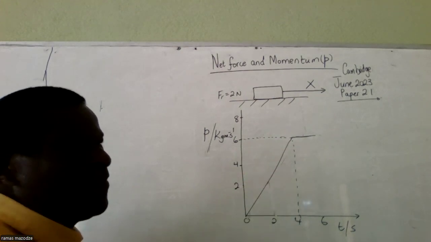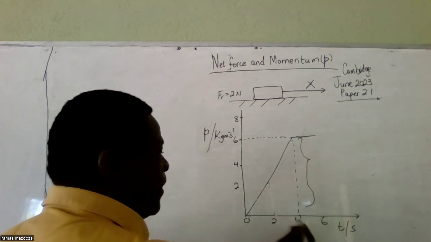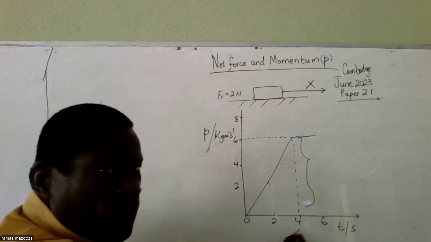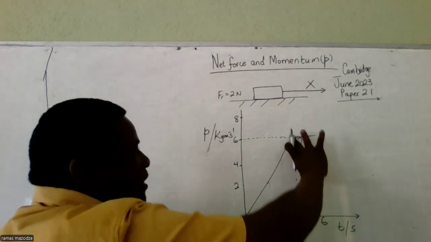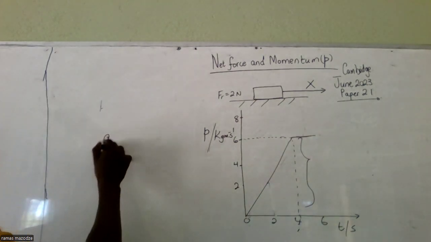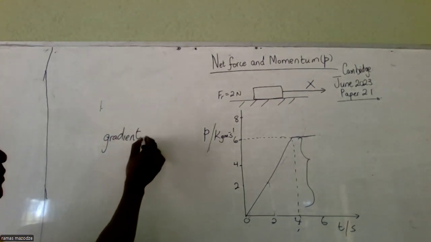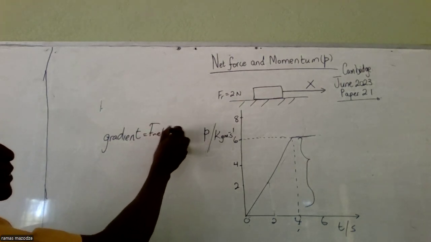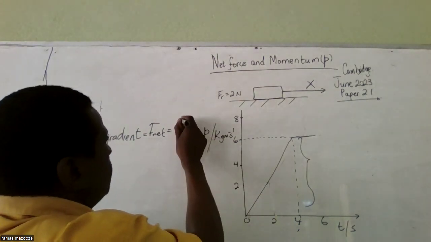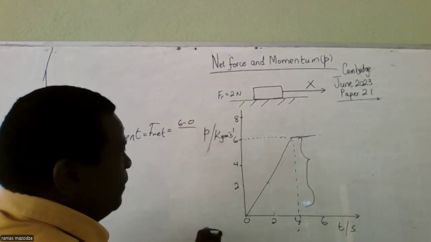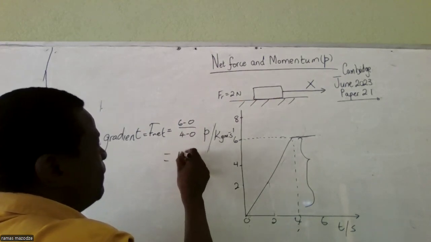So we can use, remember, with accuracy when you're doing gradient, change in y over change in x. From 0 to 4 is the change in x. It will be 4 seconds over 4 seconds. Change in y is 6. So you can say gradient equals net force, which equals change in y, 6 minus 0, over change in x, 4 minus 0. So we get 1.5 as the gradient of this line.